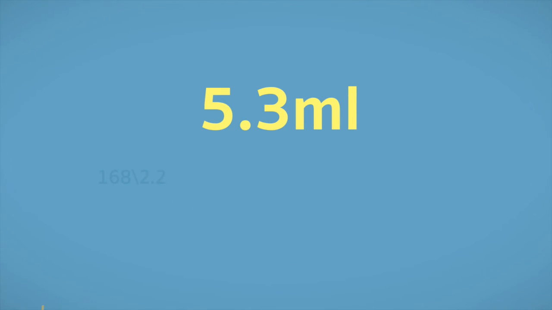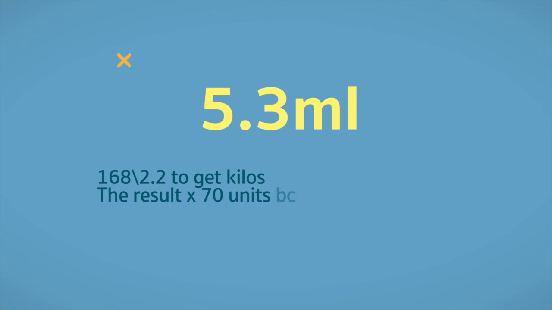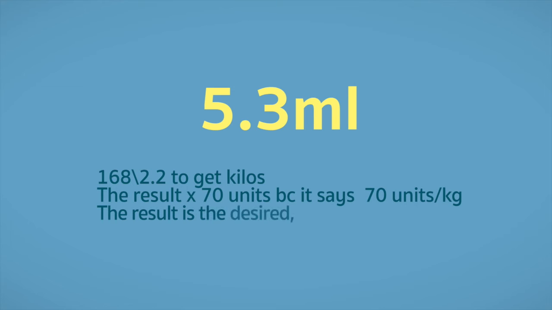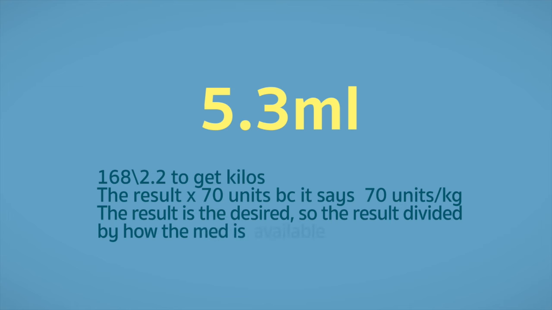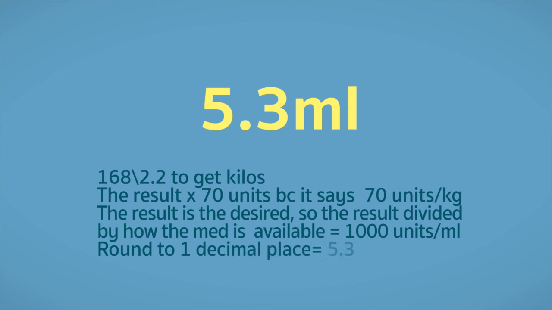The correct answer to this question is 5.3 mL. The rationale behind it is using 168 divided by 2.2 to get the weight in kilograms. The result is multiplied by 70 units, because it says 70 units per kilogram. The result is the desired dose. So the result is divided by how the medication is available, which is 1000 units per mL. Rounding to 1 decimal place, the correct answer ends up being 5.3 mL.